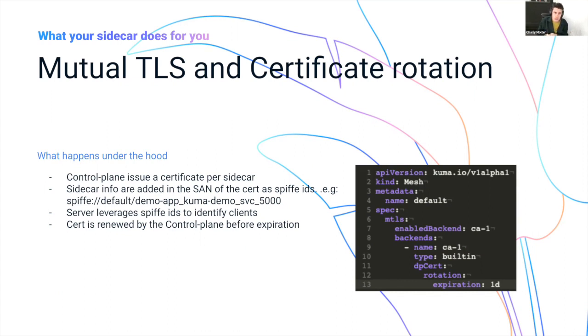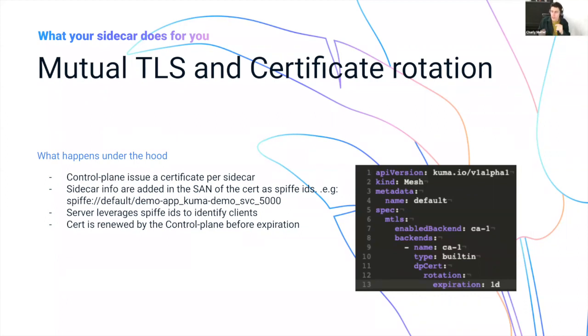This certificate will contain in the SAN some information to identify precisely the sidecar. This takes the form of SPIFFE IDs. SPIFFE is a protocol. It's a CNCF project with a spec that is very well defined. It's actually used by all service meshes. And a SPIFFE ID in our case looks something like that. SPIFFE default is the name of the mesh. We're just going to use the default mesh for all our examples. And then we have the name of the service here, which is called demo app Kuma demo service 5000.